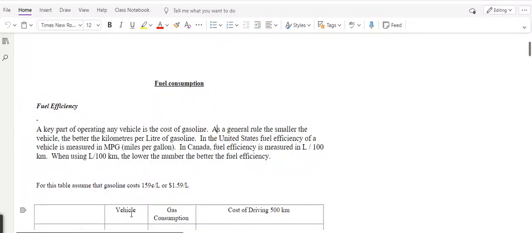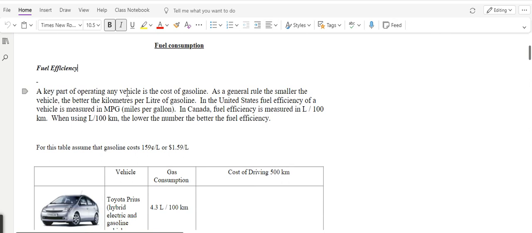We're going to be having a look at fuel consumption and how that cost pertains to vehicles. So, up to this point, like I said, we just had a look at our driver's license. Now, we're going to be interested in the cost of fuel. A key part of operating any vehicle is the cost of gasoline. As a general rule, the smaller the vehicle, the better kilometers per liter of gasoline.